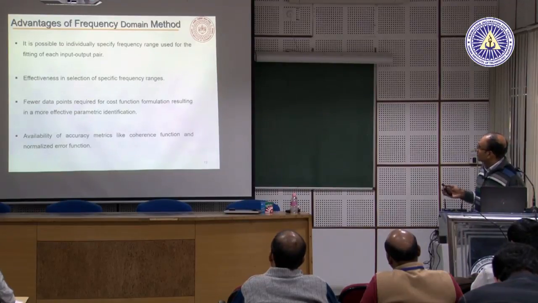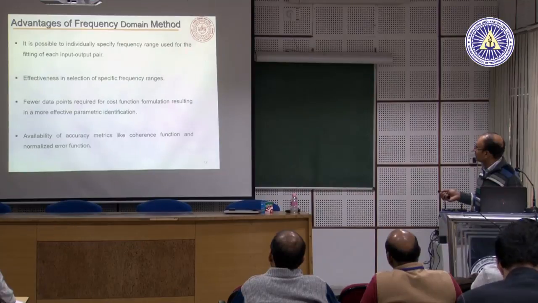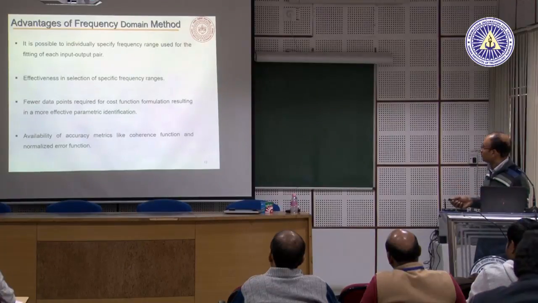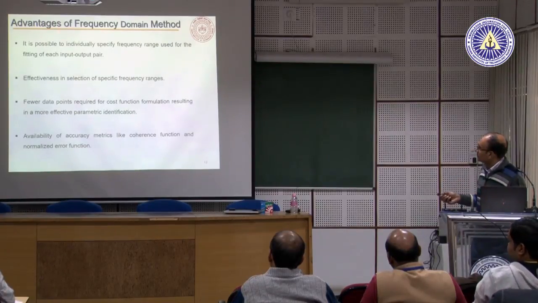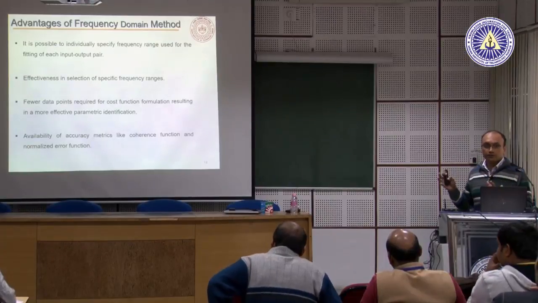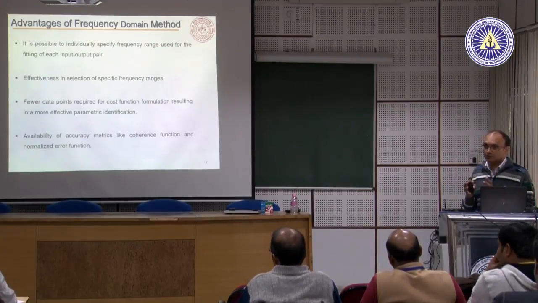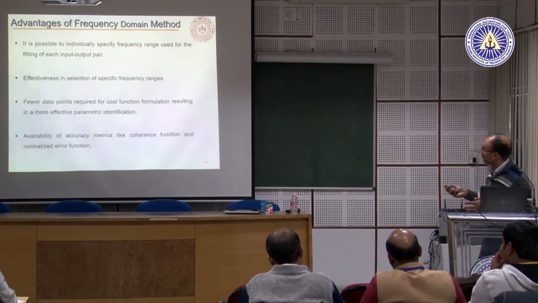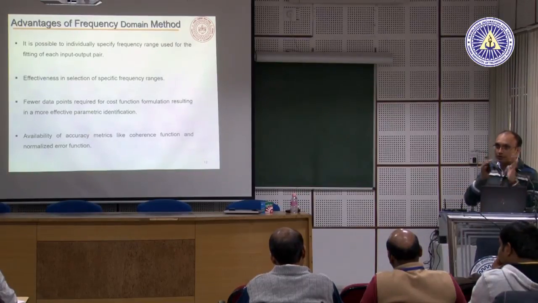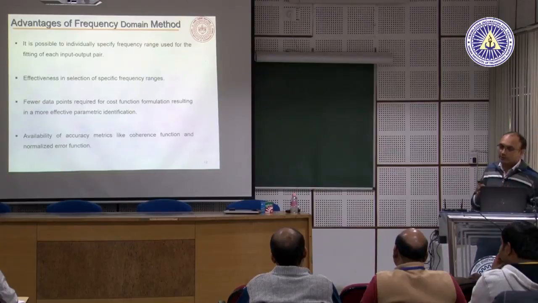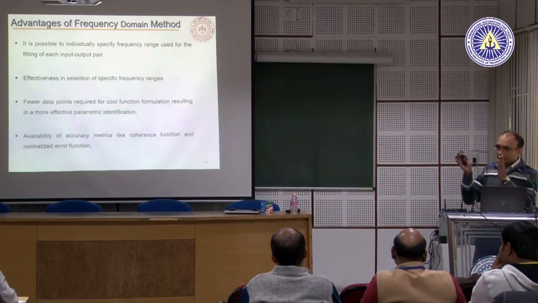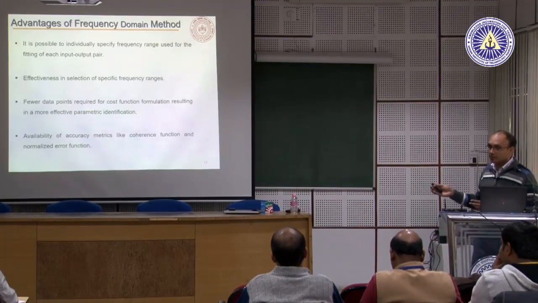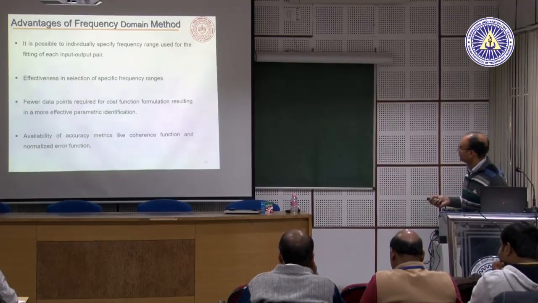So what are the advantages of this particular approach? It is possible to individually specify the frequency range used for the fitting of each input output pair. Okay. So we can give the range of frequencies which we want to fit over, and there again we need to know the kind of frequency response we expect from the system, because we are giving it some kind of excitation. If we have some knowledge of the model, then we can be wise in choosing our frequency range. We know that, okay, my helicopter is going to respond only from 2 radians per second to say 10 radians per second. So I will put the frequency window in that range. Okay. I will not go and aim for like 100 radians per second and so on. So some knowledge is useful.